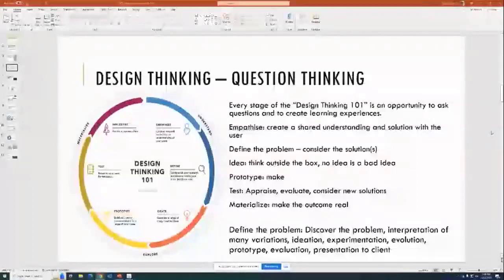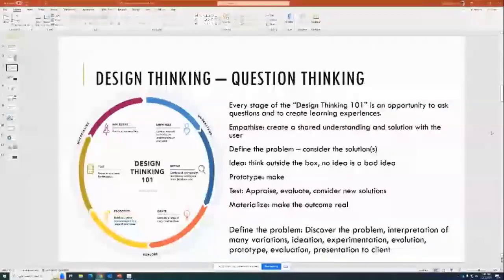The first stage is to empathize, to create a shared understanding and solution with the user. So a client might come to us and say, I need this particular product designed, right? Can you assist me? So now we need to understand why the user needs to have this product designed. What is the client going to do with that product? What purpose do they think it's going to serve? And what kind of materials do they have in mind? All right, so this is a conversation that occurs with the client.